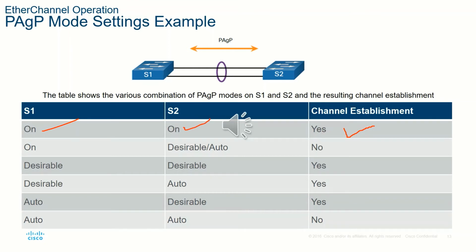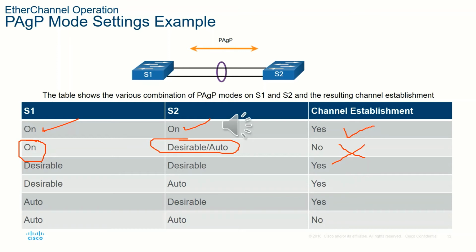Now we go to the second combination. The second combination is we are going to apply on mode in switch 1, and we are going to apply the desirable or auto mode in switch 2. So if we apply this combination, what happens? Whether the EtherChannel will be created successfully or not? No, the EtherChannel will not be created. Why? Because the on mode is a static mode and the desirable or auto mode is a dynamic mode.